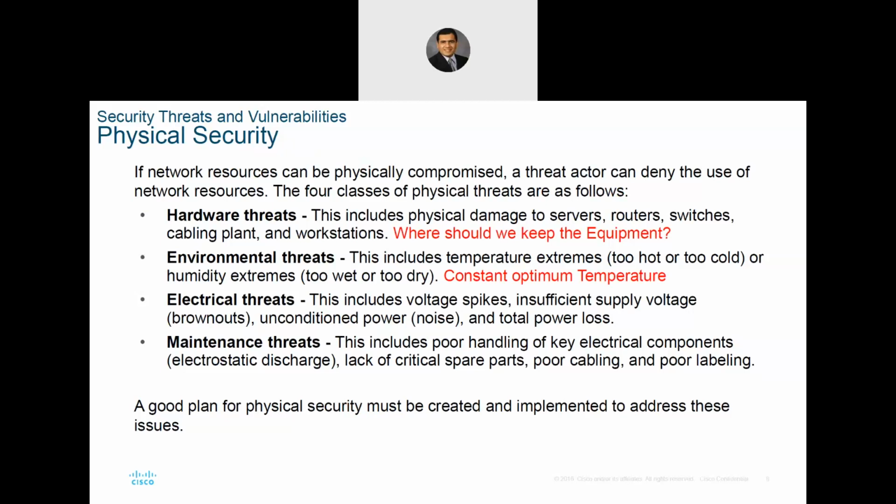We also have electrical threats. You have to make sure that you have got a backup power. Otherwise, if power goes off due to some accident or due to some intentional attack, it can affect the working of your company. So you should have a backup power, generators or uninterrupted power supplies, and so on.